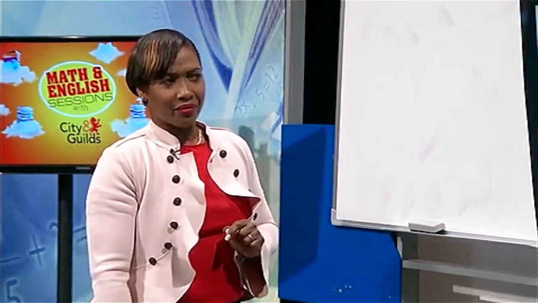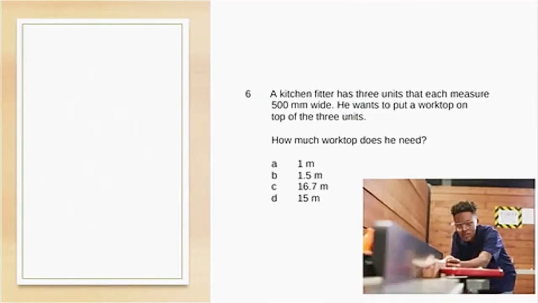Next question. A kitchen fitter has 3 units that each measure 500 millimeters wide. He wants to put a worktop on the top of the 3 units. How much worktop does he need? So say you are making counters, you're making cupboards for the kitchen. You're putting on the top of those cupboards the surface that you'll be working on. What's the first thing we need to look at? Let's look at the answer.